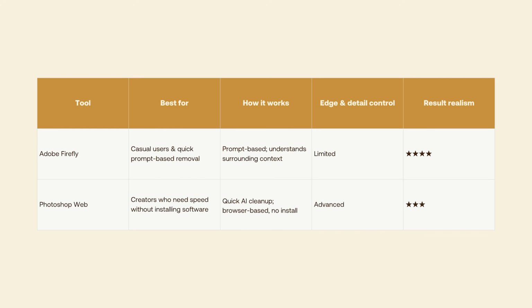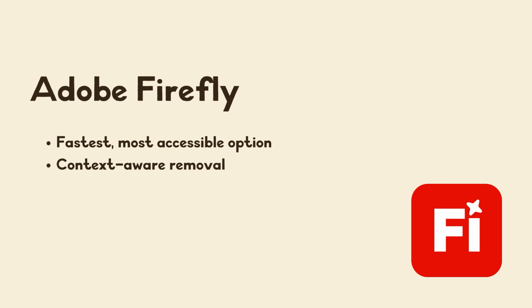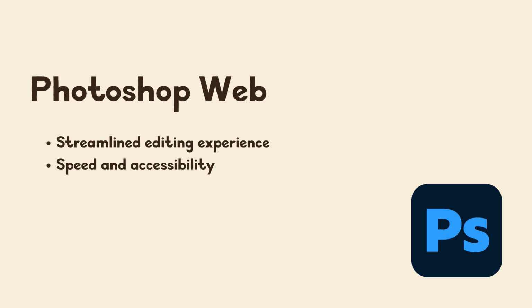All right, let's put them both together because I want you to be able to look at this and immediately know which one to reach for. Okay, let's do a quick breakdown. If you want the fastest, most accessible option, Firefly is your best friend for context-aware removal. If you are working in a browser and you want a streamlined editing experience, Photoshop Web is going to be your best option because it is designed for speed and accessibility. The key thing that all of these have in common is that they're using AI to understand the context. So they are not just deleting pixels, which separates them from other tools.